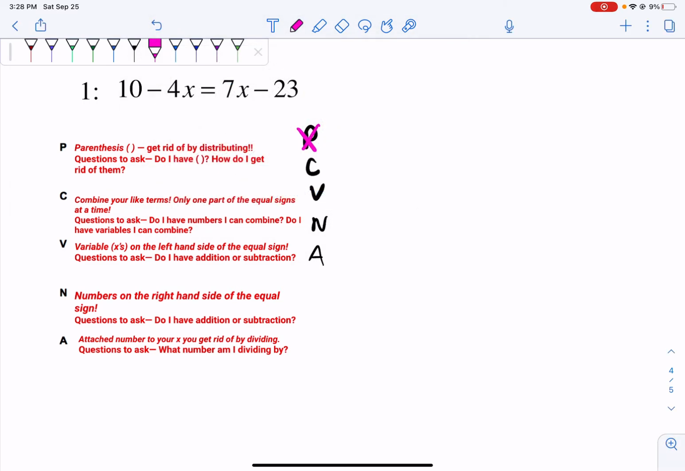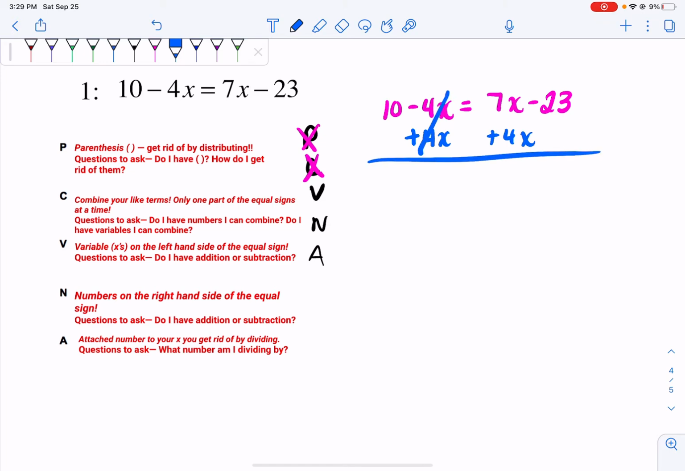The C stands for combine your like terms. If I look, I'm going to box this side. I can't combine 10 and 4x. They're not like terms. I can't combine 7x and minus 23. They're not like terms. Now, variables on one side. If you look, it might make more sense to move your 4x. So I'm going to rewrite this: 10 minus 4x equals 7x minus 23. The reason it might make more sense to move your 4x is because if you move your 7x to the other side of the equal, I'm going to be dealing with a negative. I don't really like negatives. So I'm going to add 4x to both sides of my equation.